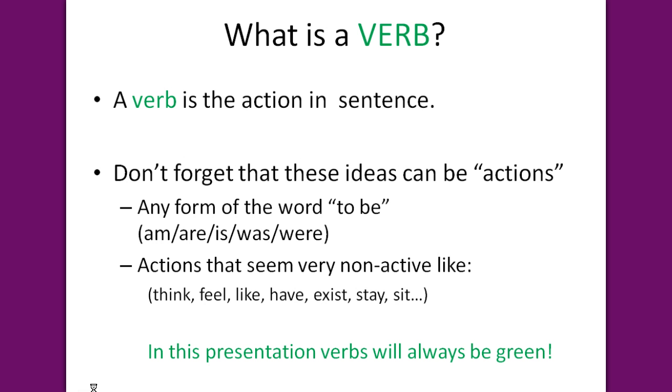First, we're going to discuss what a verb is. A verb is the action in a sentence, but it can also be a state of being. Don't forget that these ideas can be actions. Any form of the word to be, am, is, are, was, or were, are verbs of being, and anything that is a state of being, how you feel, think, exist, stay, sit, are also verbs. So a verb is an action or a state of being. Verbs in this presentation will always be green.